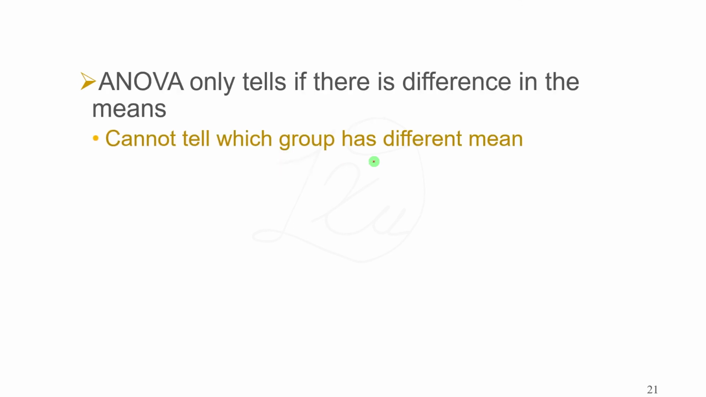Another thing we need to know is that ANOVA only tells if there is a difference in the means of different groups or different treatments. It does not tell you which of these groups have different means. To answer that question, we will need to compare the means of each possible pair of groups using a t-statistic. We will not look at this for now.